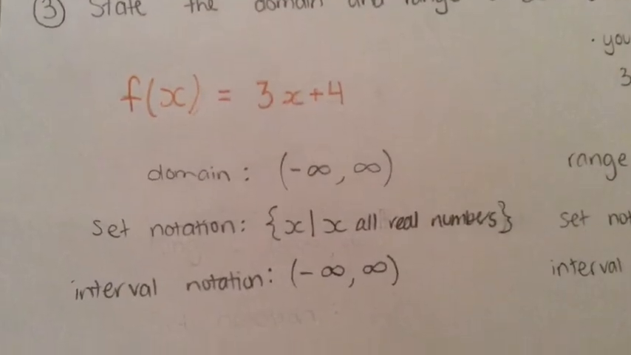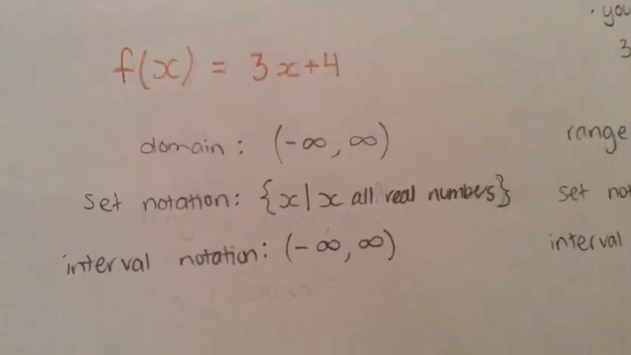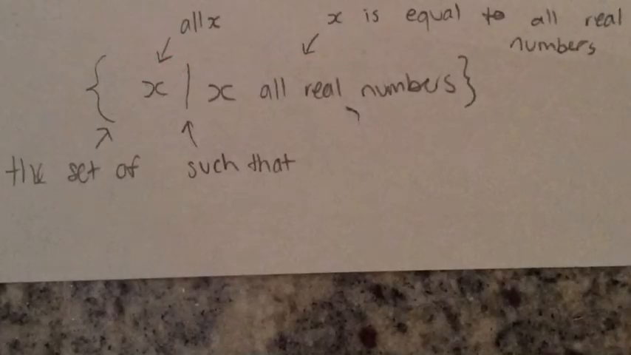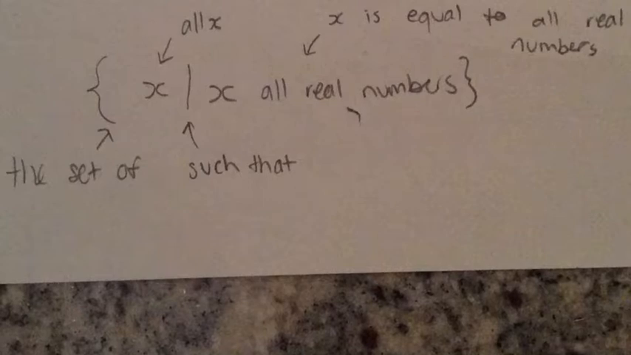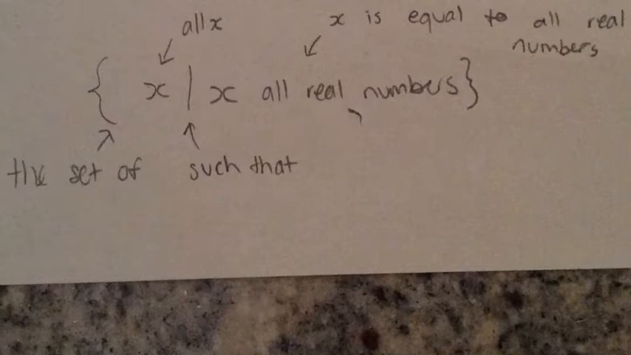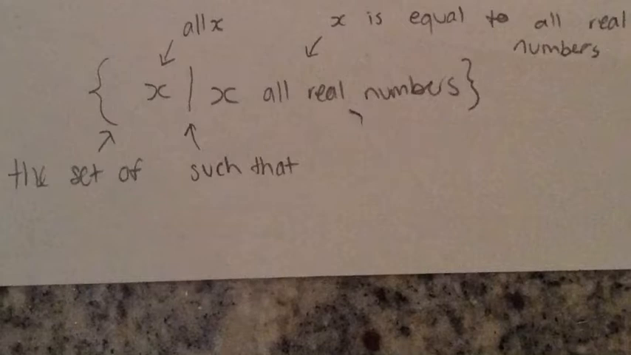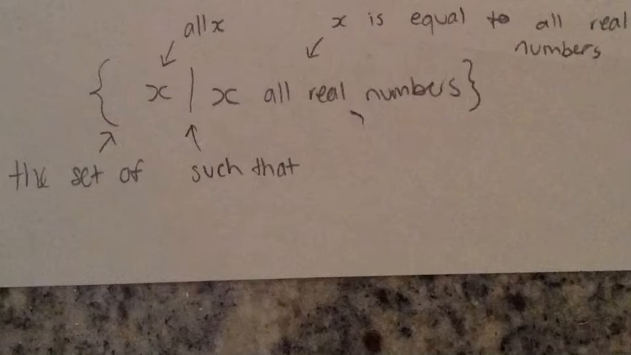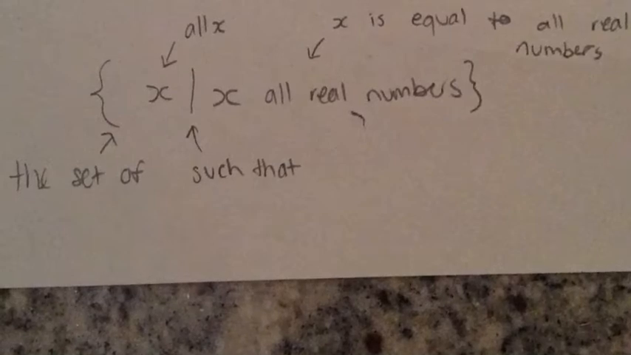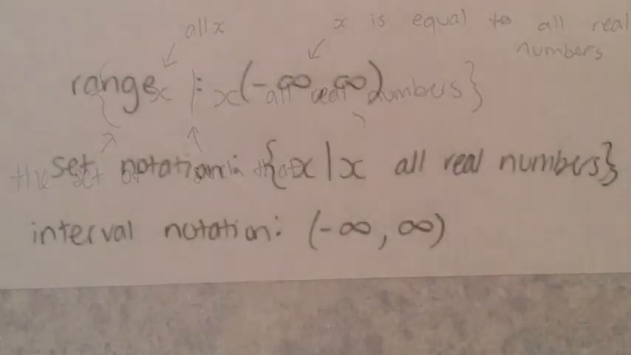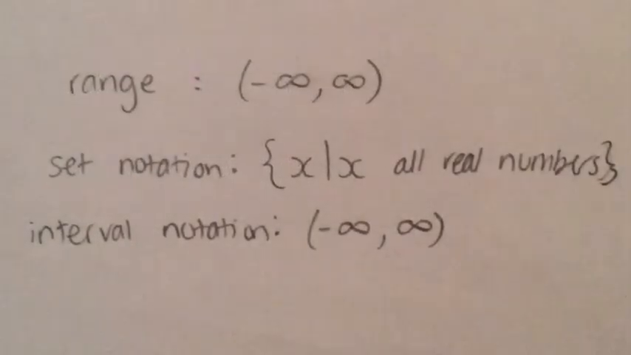We're going to go over our set notation for domain. You should write the set of all x such that x is equal to all real numbers. This would be written as squiggly bracket, x, draw a straight line, x, all real numbers, and then a squiggly bracket to finish it. This pretty much means that if x were to be any real number, your answer can be infinite.